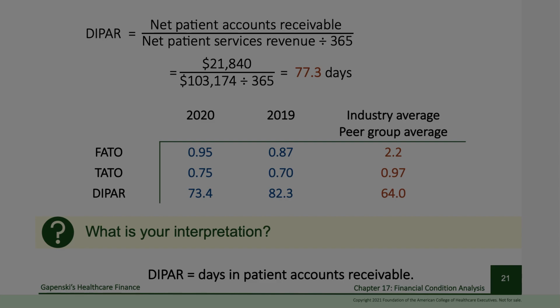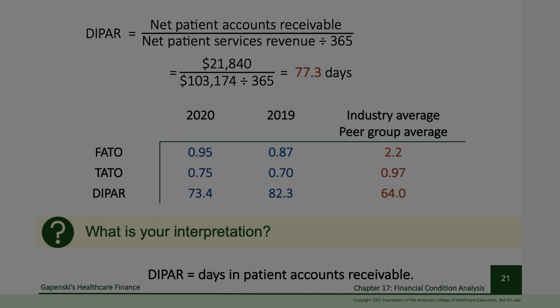So the next one on this slide is the days in patient accounts receivable, the DIPAR, which is measured by net patient accounts receivable divided by net patient service revenue, how much you receive from the patients, divided by 365, which is 1 year. So how much you have yet to receive is the numerator, divided by how much you have already received, and that is divided by the number of days.